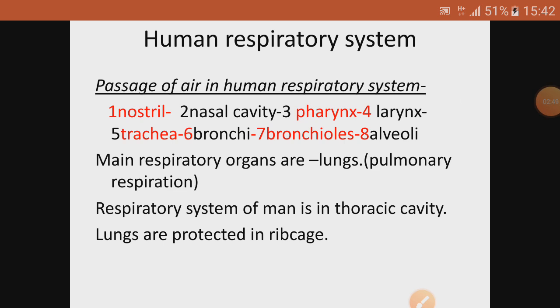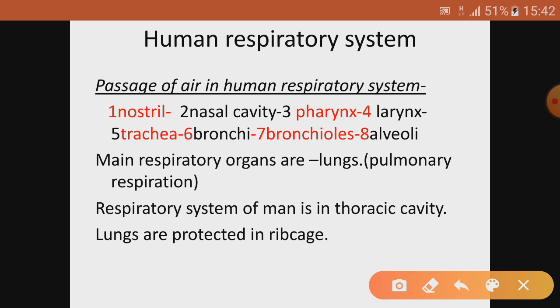Now moving ahead, we will see the passage of the air in the human respiratory system. Air moves through the nasal cavity from the nostril. It enters through the nostril, then it goes to the nasal cavity. Nasal cavity is also known as the nasal passage. So it moves from the nostril, then to the nasal cavity, then it comes to the pharynx. Pharynx is the common passage present in your respiratory system as well as in your digestive system. From here, the diversion of food and water happens to the food pipe and air goes to the windpipe.